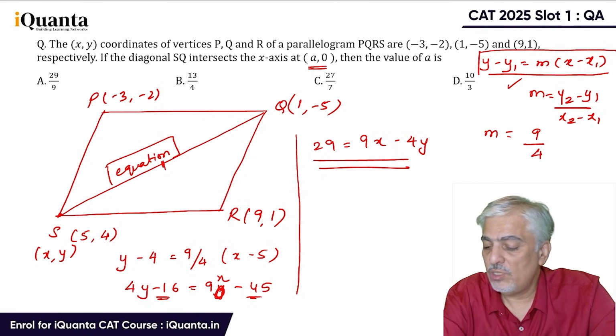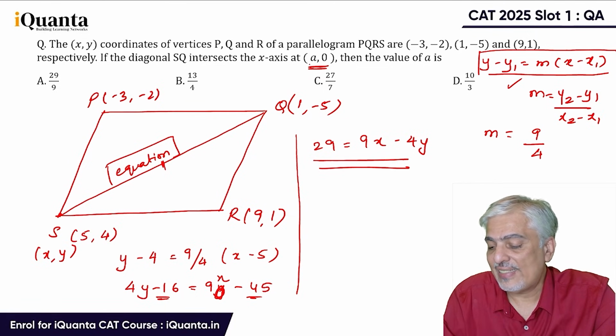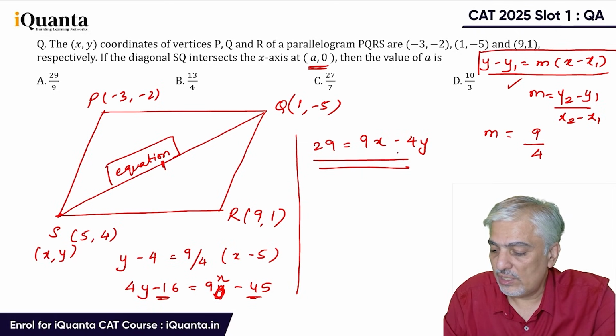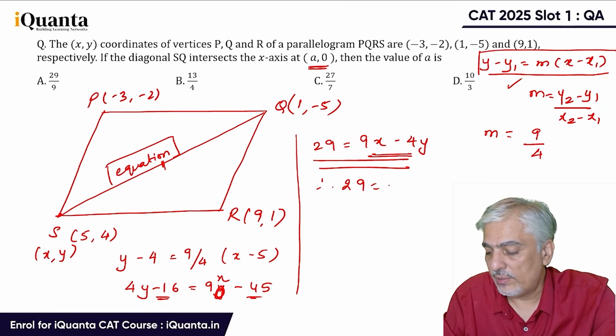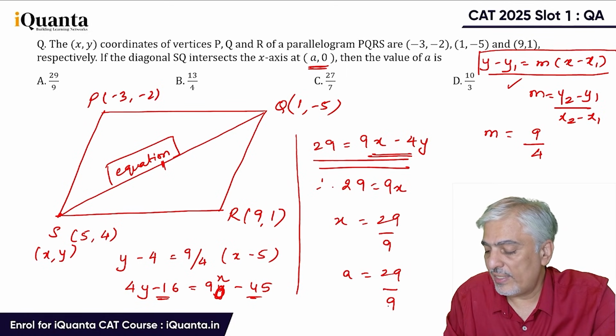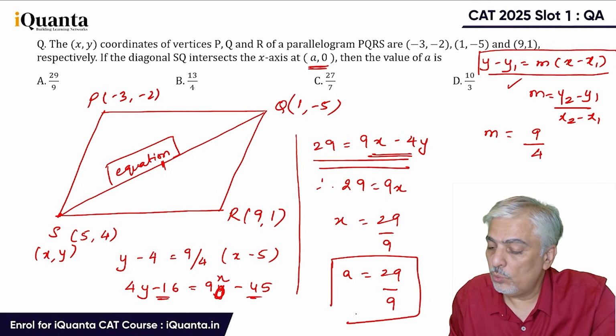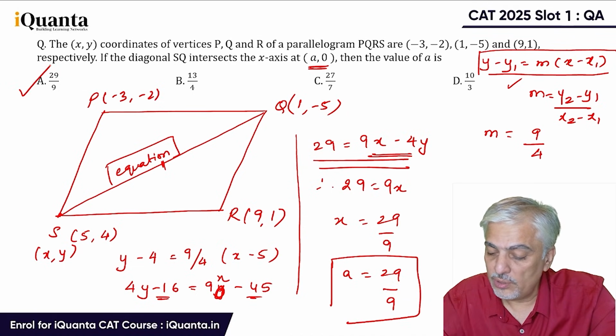What have they asked for? We want the point where it cuts the x-axis. So in short, y is 0. So in this equation, I just have to put y as 0. Therefore, I'll directly get 29 is equal to 9x. x is 29 upon 9, which is nothing but your value of A. A is 29 upon 9, which is your first option.